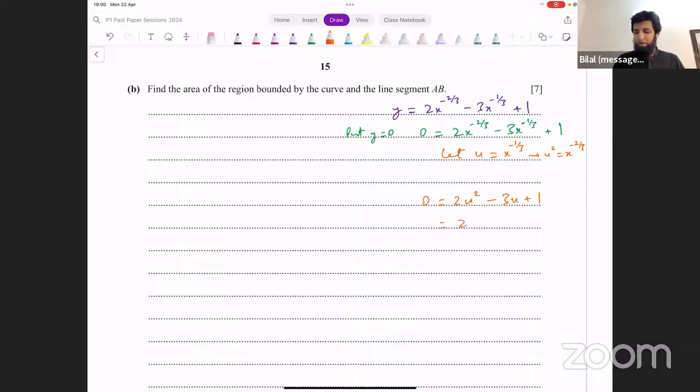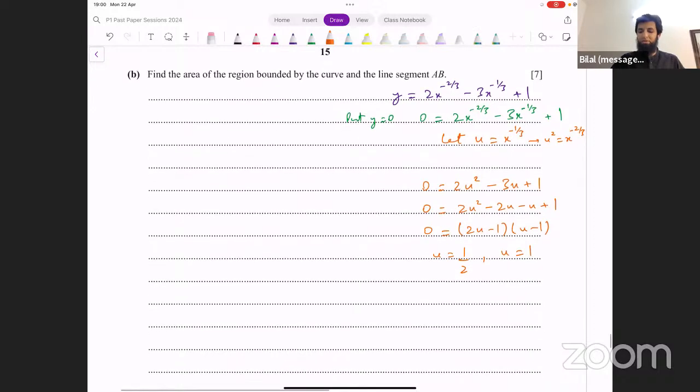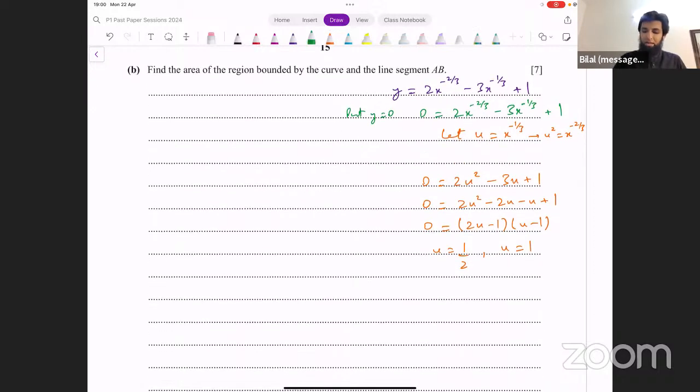In this case, you could use factorization. 2u squared minus 2u minus u plus 1 equals 0. You get two factors from that, 2u minus 1 and u minus 1. So u equals 1 over 2 or u equals 1. Now you put that substitution back. You say either x raised to the power minus 1 over 3 equals 1 over 2 or x raised to the power minus 1 over 3 equals 1.